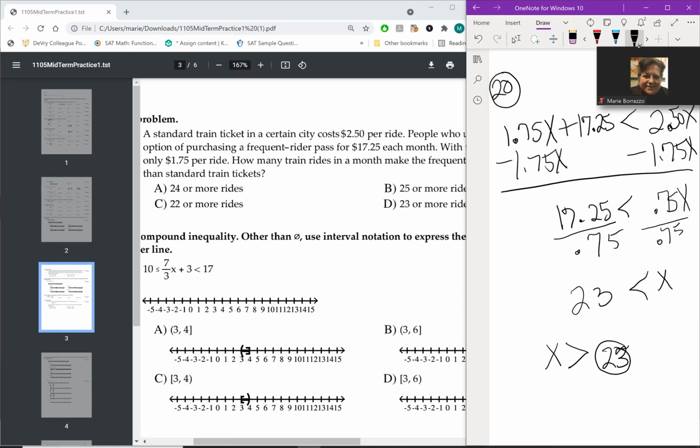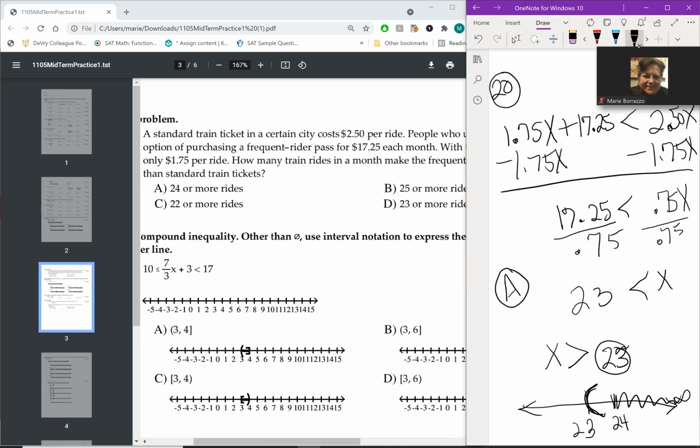And number 20 should be answer choice A, which is 24 or more. So the idea is that if I have 23 here, it's not included in my answer choice. Since it's a discrete number, the next number up is 24. So it's 24 or more rides that would make that a better deal. Okay, so the interpretation of that is crucial.